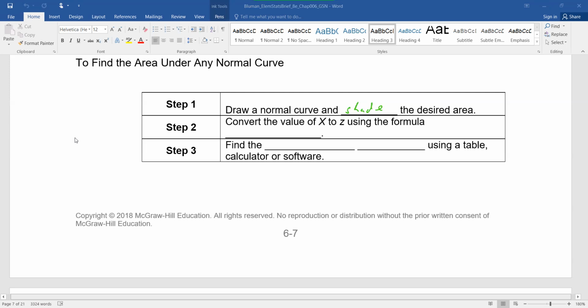Then after that, we'll convert the x to z using the formula, which again was z equals the sample minus the mean, divided by the standard deviation. You can write that in words too if you would like. Then we're going to find the corresponding area using our table. We're going to avoid the calculator software; the table looks pretty good. Any questions so far? Basically we're doing the same thing, we're just going to draw some graphs with this. So let's look at our first example in 6.2.